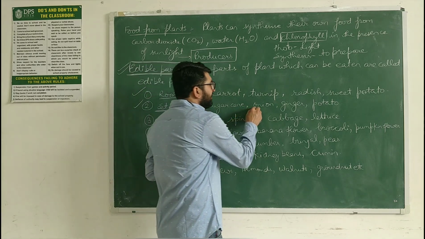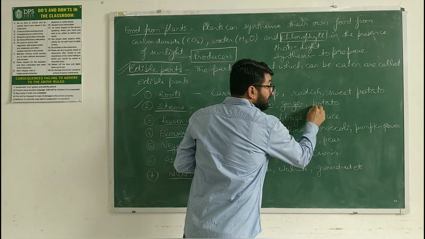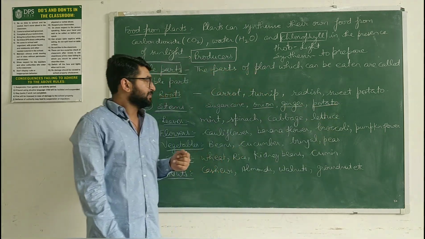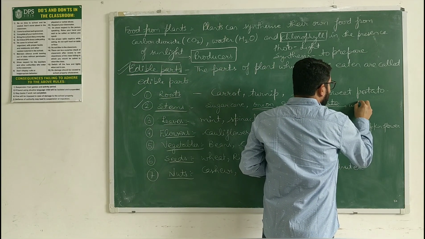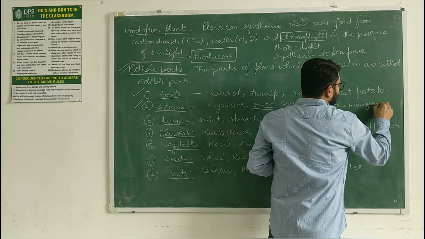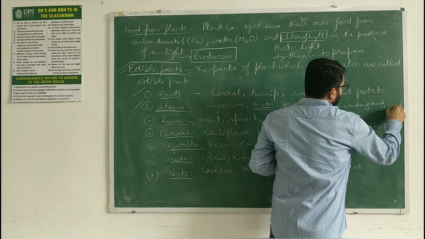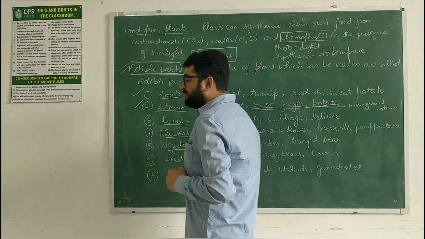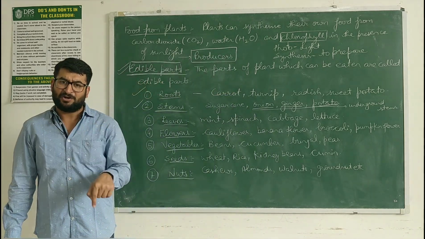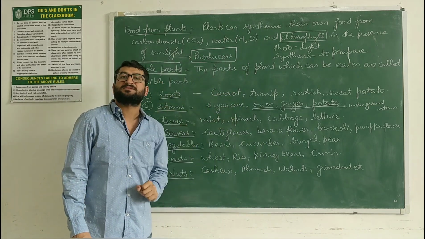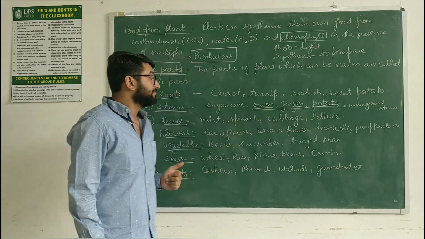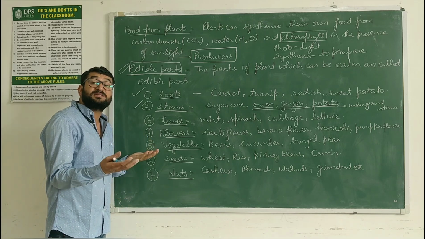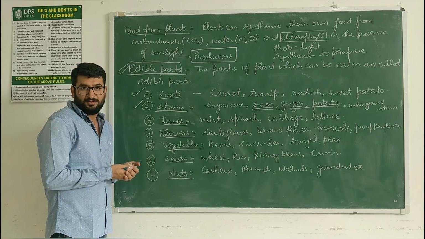Next, onion, ginger, adrak, potato, aloo. These three are underground stems. These three are found inside the ground, but still they are stems. So they are underground stems, and these are edible beta. In fact, onion, ginger, and potato are the essential part of each house.